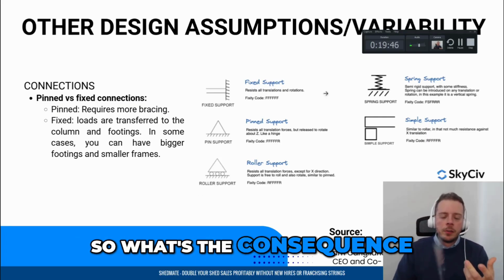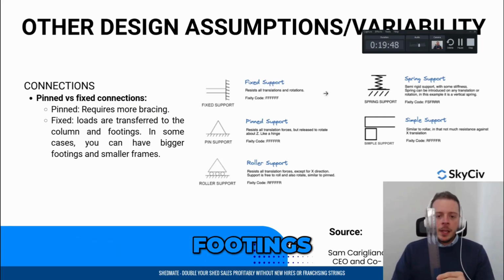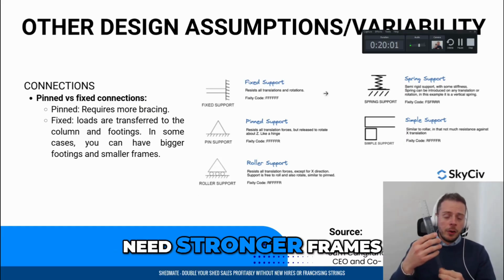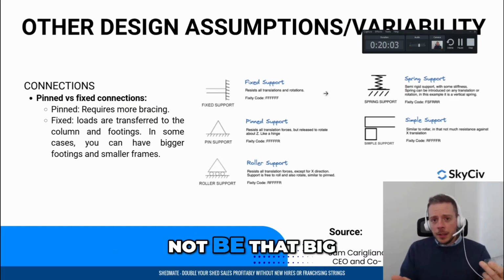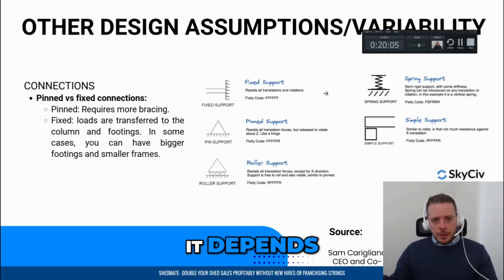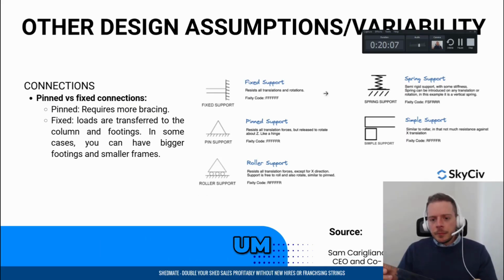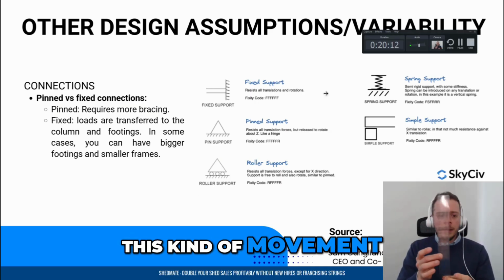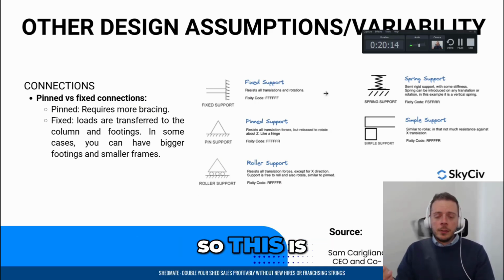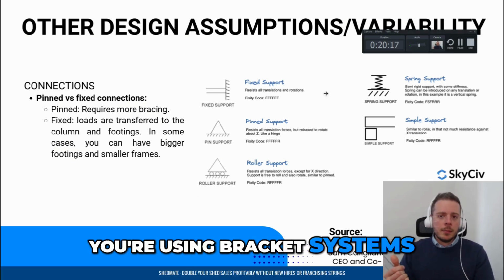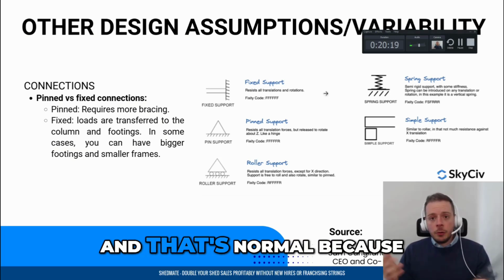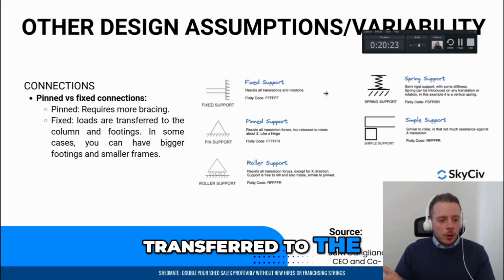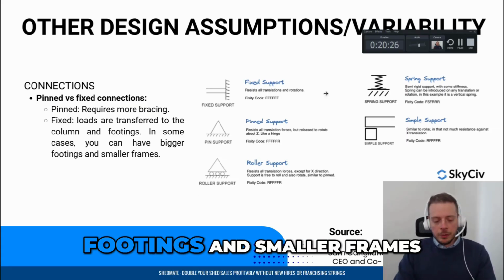So what's the consequence of these different types of footings? If I'm using a pinned support, then I might need stronger frames, but my footings might not be that big. And obviously, it depends. I'm just giving a generic example. And the pinned, because it has this kind of movement, it requires more bracing. So this is why when you're using bracket systems, we might need more bracing, and that's normal because this is not fixed. And with the fixed, the loads are transferred to the column and footings, and in some cases you can have bigger footings and smaller frames.